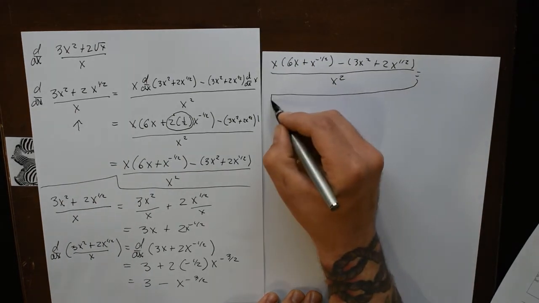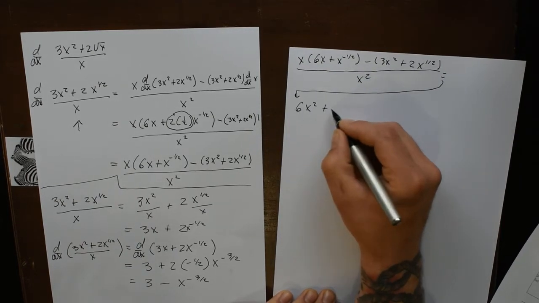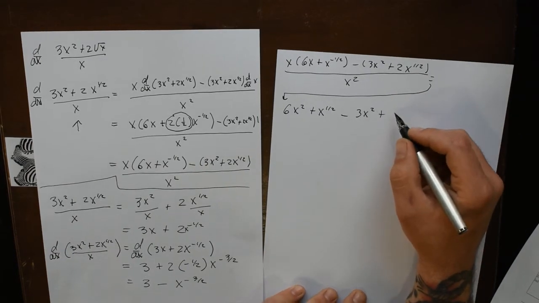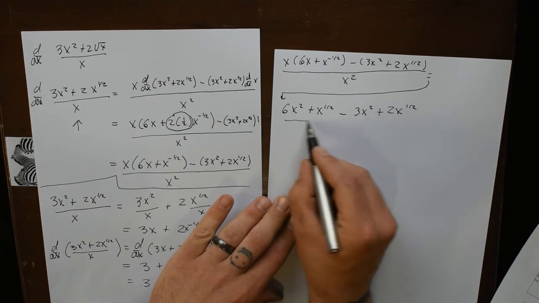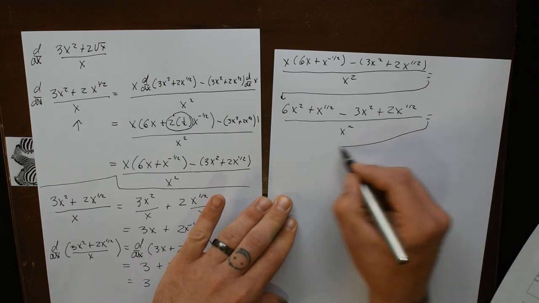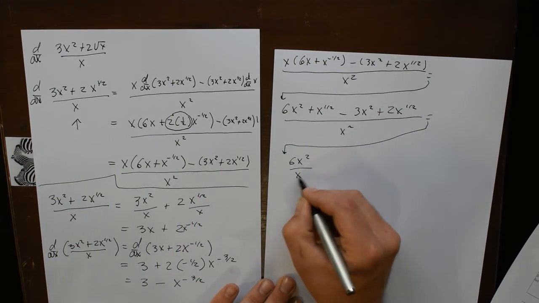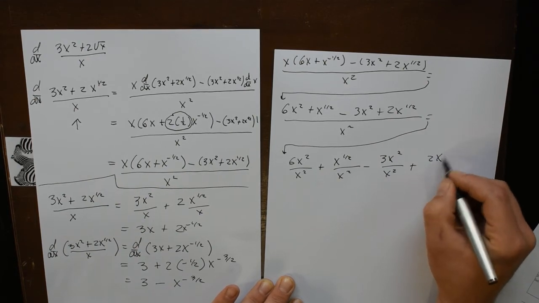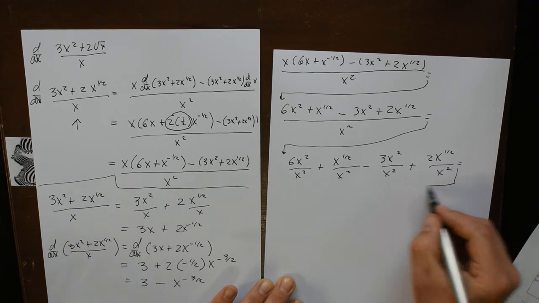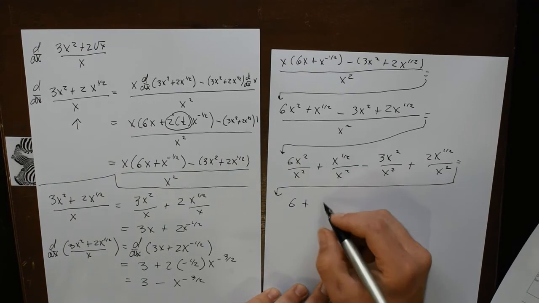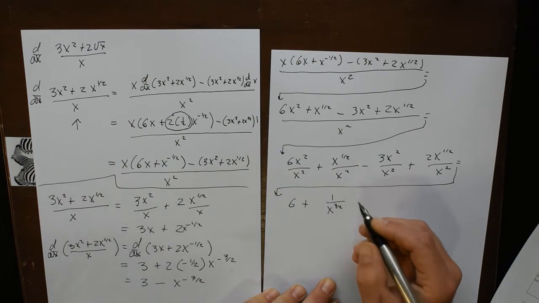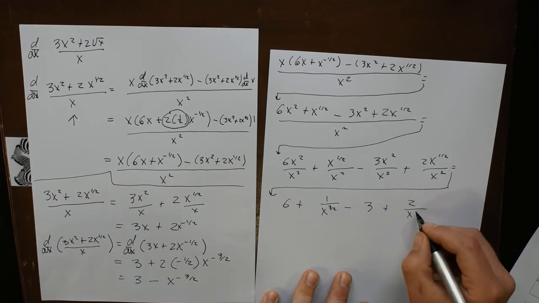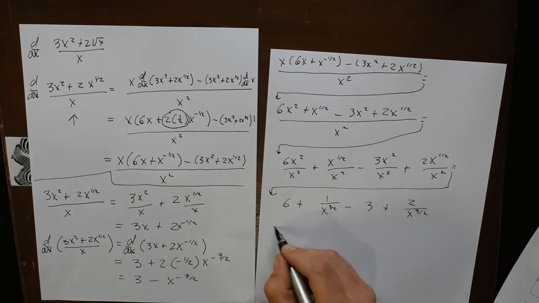Well, that's equal to, multiplying that x in, 6x squared plus x to the 1/2 minus 3x squared plus, and then we will say 2x to the 1/2. All this is going to be divided by x squared, which is equal to 6x squared over x squared plus x to the 1/2 over x squared minus 3x squared over x squared plus 2x to the 1/2 over x squared, which is equal to 6 plus, that is going to be 1 over x to the 3/2, because we have 2 take away a half, minus 3 plus 2 over the same thing, x to the 3/2, which is equal to, there it is.